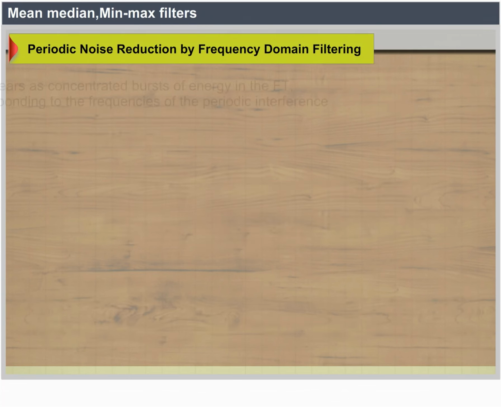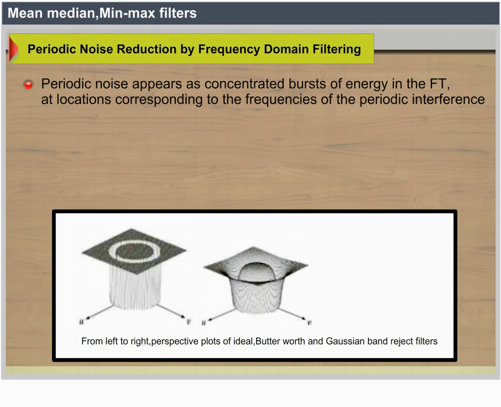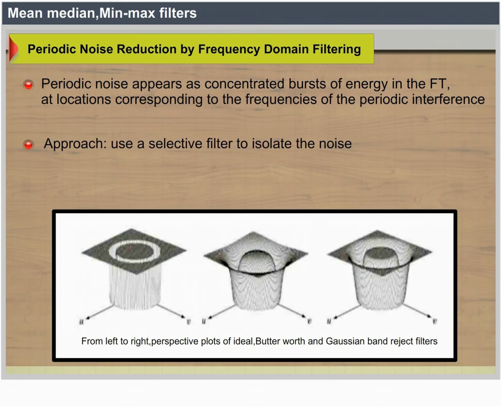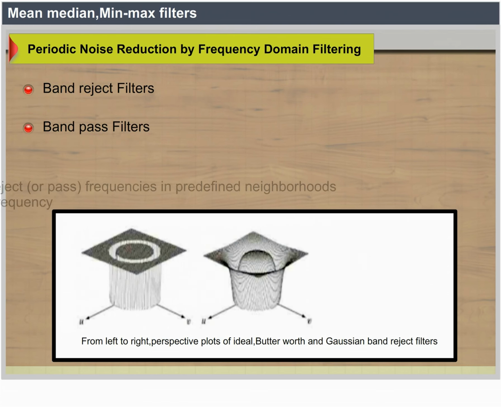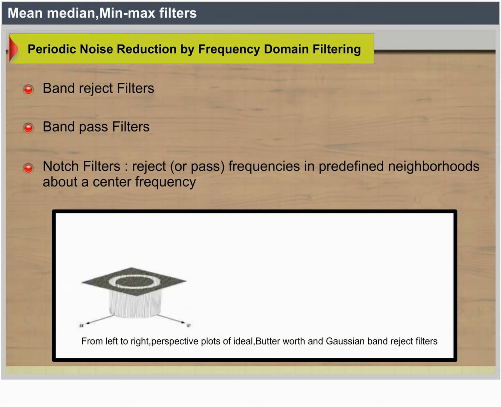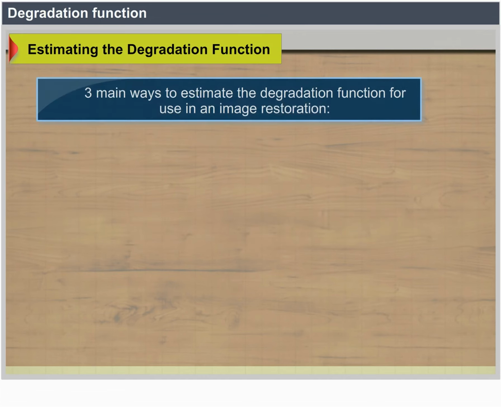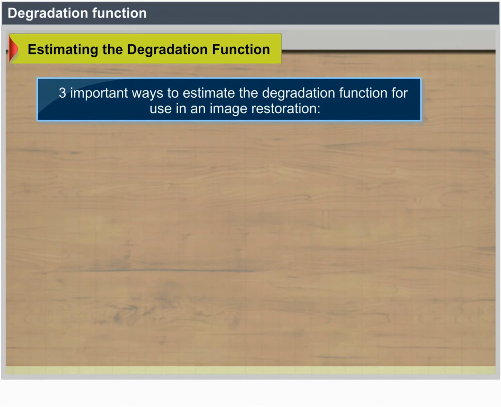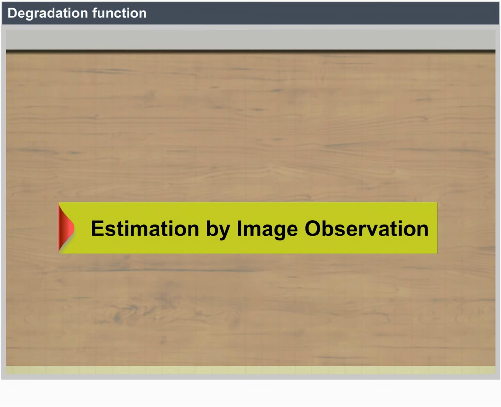Estimating the degradation function. There are three main ways to estimate the degradation function for use in image restoration: observation, experimentation, and mathematical modeling. Estimation by image observation: the degradation is assumed to be linear and position invariant. Look at a small rectangular section of the image containing sample structures and in which the signal content is strong, that is, a high contrast subimage g_s(x, y). Process this subimage to arrive at a result as good as possible, f-hat_s(x, y).